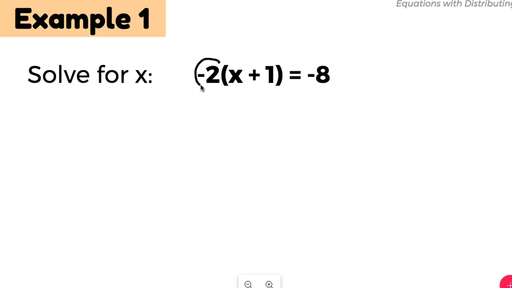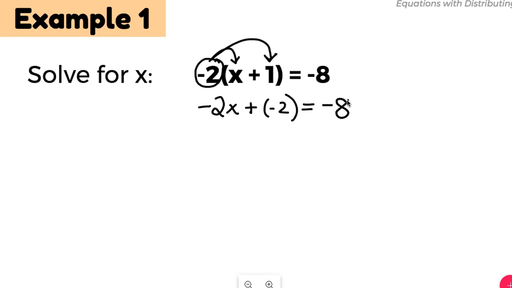This negative 2 is what's getting distributed to the x and to the 1. So negative 2 times x is negative 2x. Bring down my addition sign. Negative 2 times 1 is negative 2. Now I can copy down the rest of my equation. And if we look on the left-hand side, there's nothing left to do. I can't combine. There's nothing left to multiply. Everything is simplified. So from here, I can just start solving my equation.